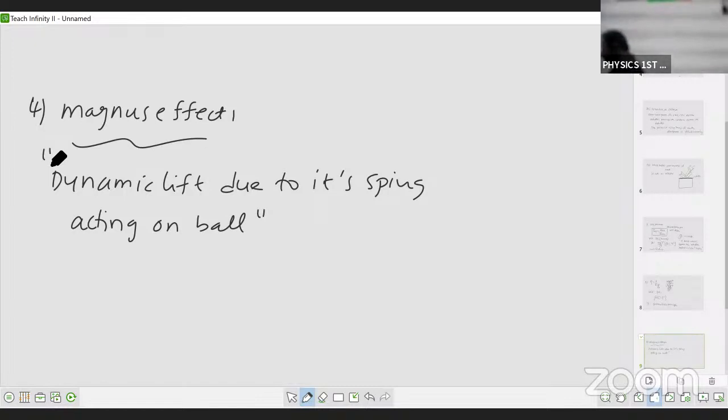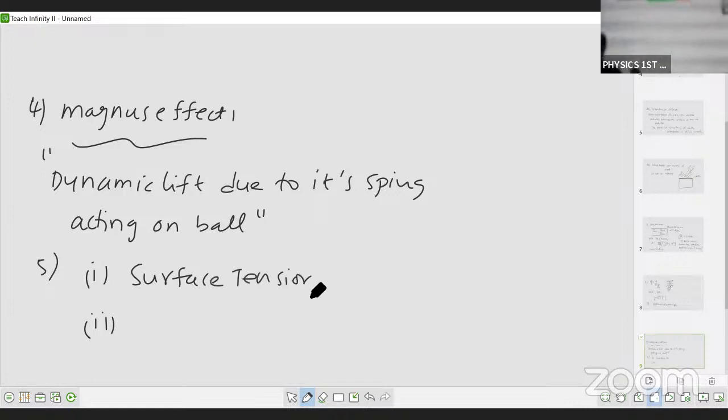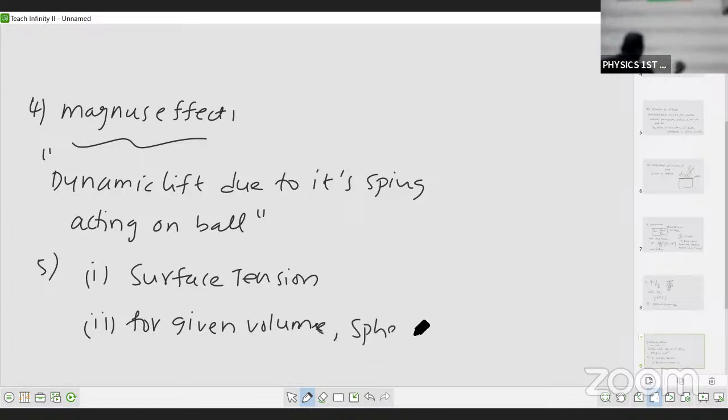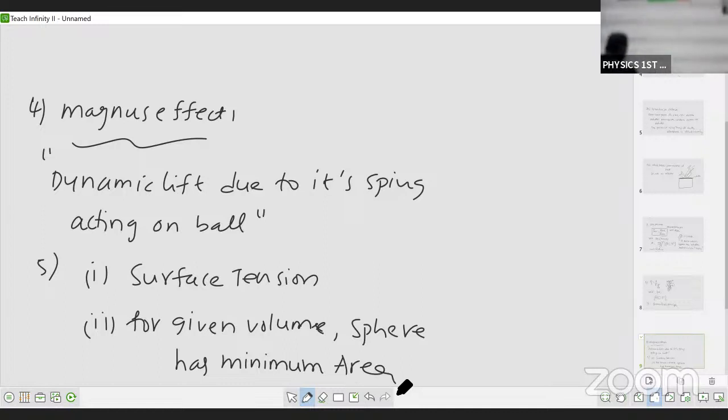Why are drops and bubbles spherical in nature? You know, one and two reasons are compulsory. The first one is surface tension. Due to surface tension, bubbles are spherical in nature. The next one: for a given volume, a sphere has minimum surface area. Minimum area is possible for a sphere, the spherical shape. About these two reasons, bubbles are always spherical in nature.